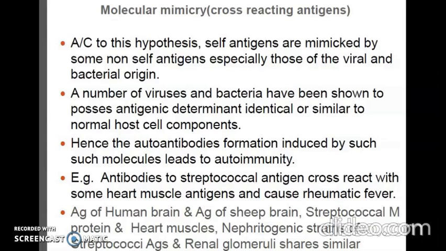Examples of these reactions include antibodies to streptococcal antigen cross-reacting with some heart muscle antigens and causing rheumatic fever. Just like that, antigen of human brain and antigen of sheep brain, streptococcal M protein and heart muscles, nephritogenic strains of streptococcal antigens and renal glomeruli share similar epitopes, and all these result in cross-reaction.